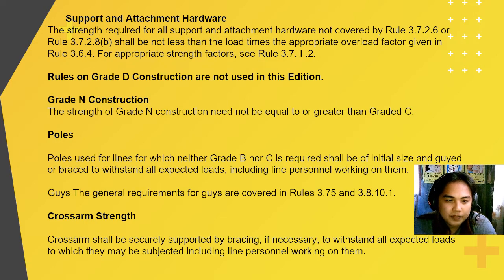So grade N construction. The strength of grade N construction need not be equal to or greater than grade C. Poles used for lines for which neither grade B nor grade C is required shall be of sufficient size and guyed or braced to withstand all expected loads, including line personnel working on them. For guys, the general requirements are covered in this rule. Crossarm strength: crossarms shall be securely supported by bracing, if necessary, to withstand all expected loads to which they may be subjected, including line personnel working on them.